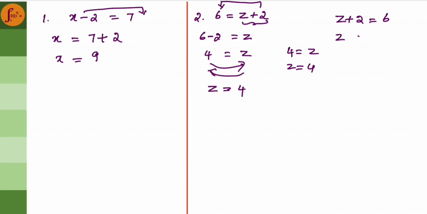So Z is equal to 6. Copy whatever is there on the other side. Then do the shifting. So this is an addition. So it's going to become subtraction and 2. So Z is equal to 4. Right? Same answer you get.